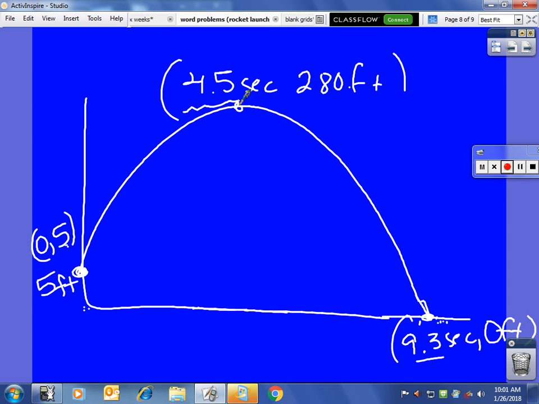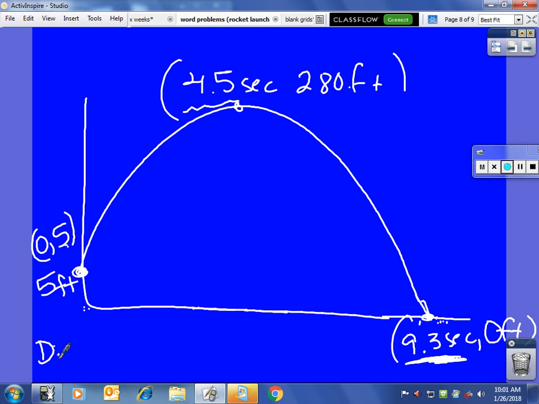4.5 seconds to get to its highest height. What if I asked you, how long is it in the air? 9.3 seconds, which is the root. What if I asked you the highest height this thing will ever reach? 280 feet. What if I asked you the domain of this function?